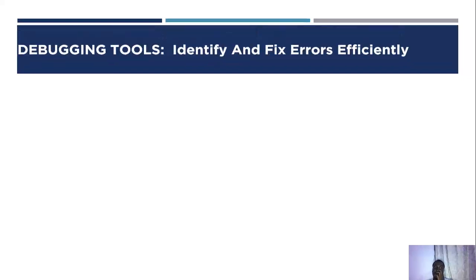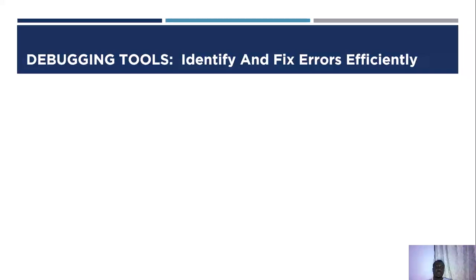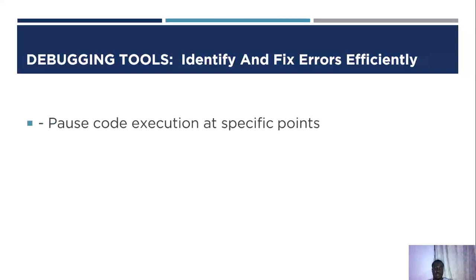Then we move on to debugging tools. The debugging tools identify and fix errors efficiently. Under the debugging tools, we have pause code execution at specific points. So when you are coding and there is an error, the execution will pause at where the error is. Then it will prompt you to fix it to make your tools or your software more efficient.